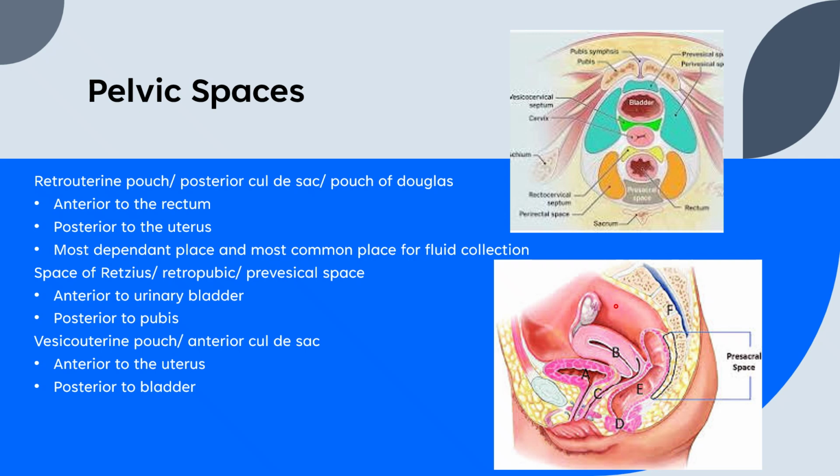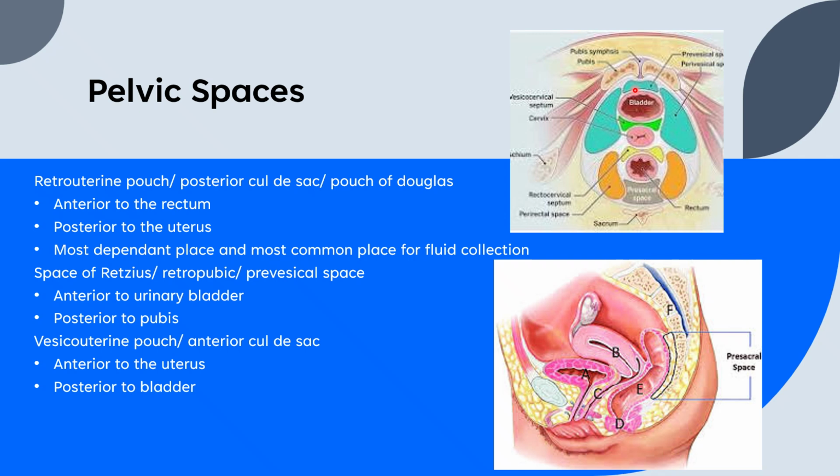Then we have our space of Retzius. This is going to be that small little space anterior to the bladder, but posterior to the pubis symphysis. So when we're looking, here's our pubis symphysis here, here's our bladder, there is that space of Retzius right here. Another name for it, retropubic. There you go, behind the pubic, or prevesical, pre-bladder. So retropubic, pre-bladder, or space of Retzius.